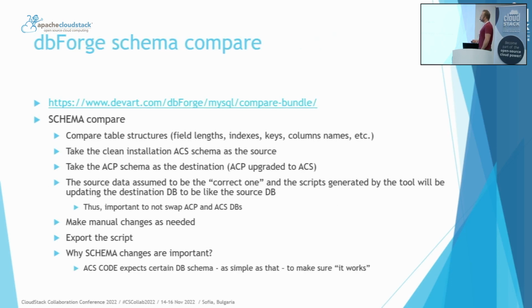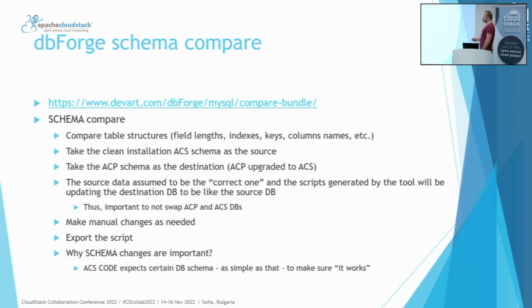Now, very quick on the tools that we're going to use. These have proven to be essential ones, and the ones where you will spend a lot of time. We have Schema Compare by dbForge. The idea is to compare table structures, so field lengths, indexes, keys, and these kinds of things. What you want to do is take a clean CloudStack installation as the source, and then take the CloudPlatform to CloudStack upgraded database, both of them being at the same version eventually, for example 4.13.1. The source, which is the clean schema, is assumed to have the correct structure of tables, indexes, and everything else, because at the end of the day, CloudStack code expects a certain database structure and data as well.